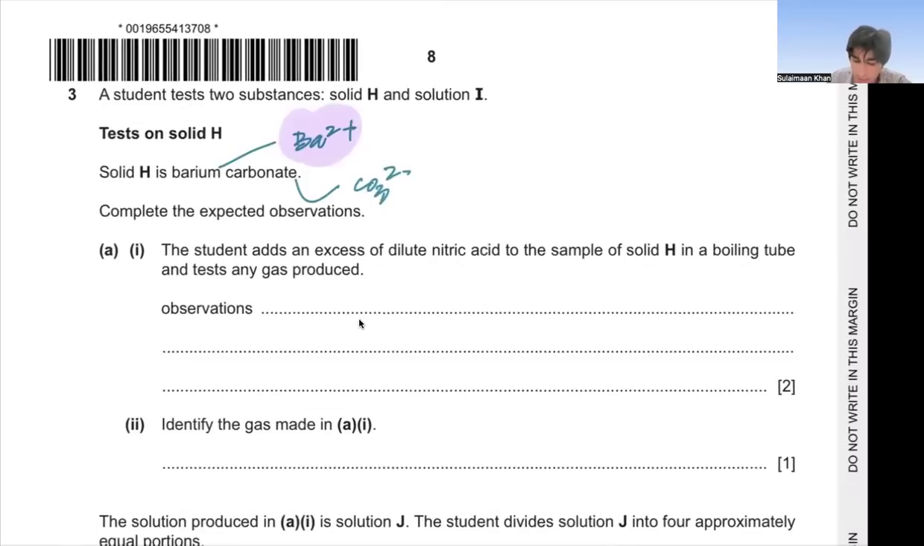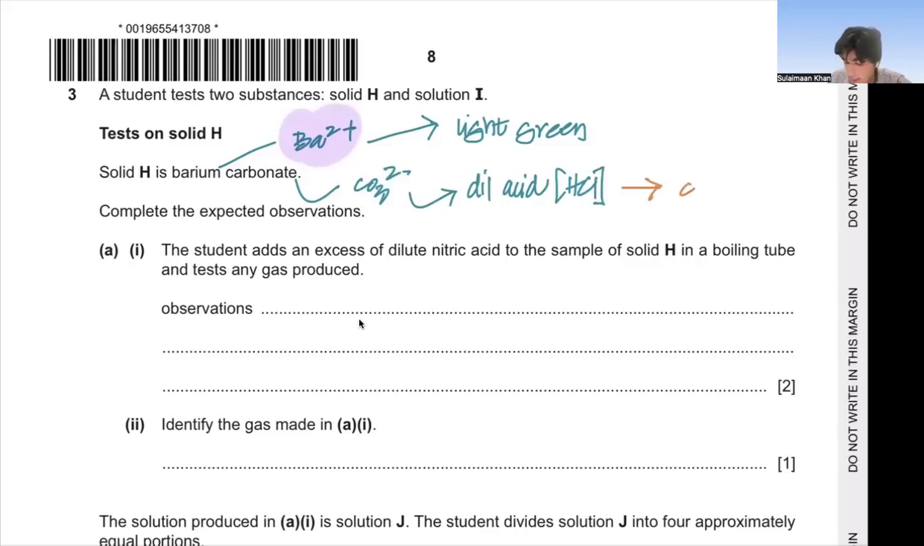So I'd say, hey, for barium 2 plus ion, I could perform a flame test and I'd get a light green flame. Always try to isolate the ions, right? And then for the carbonate, I know that if I add dilute acid, any dilute acid, normally we add hydrochloric acid, what's going to happen is that you're going to get carbon dioxide, right?